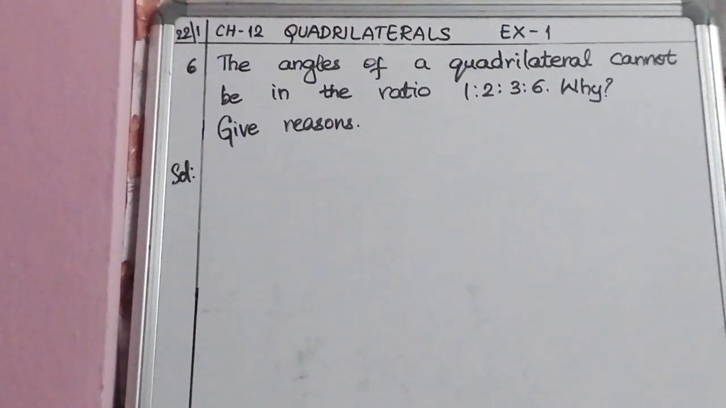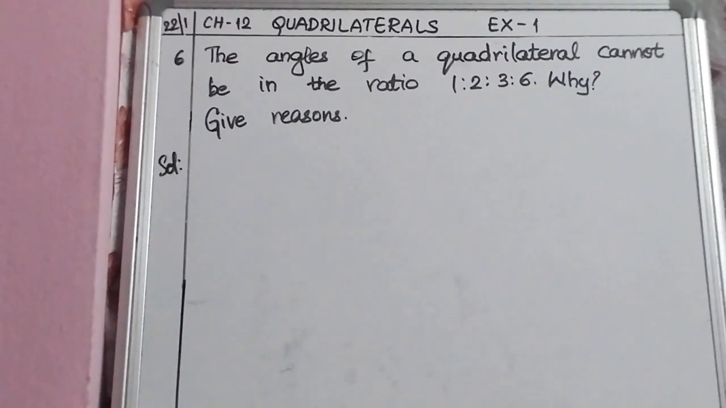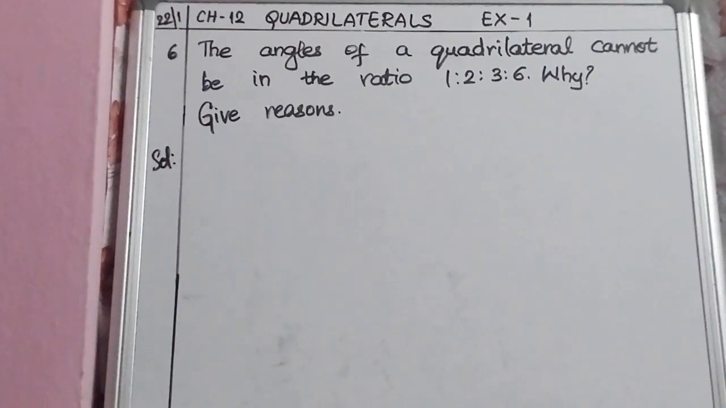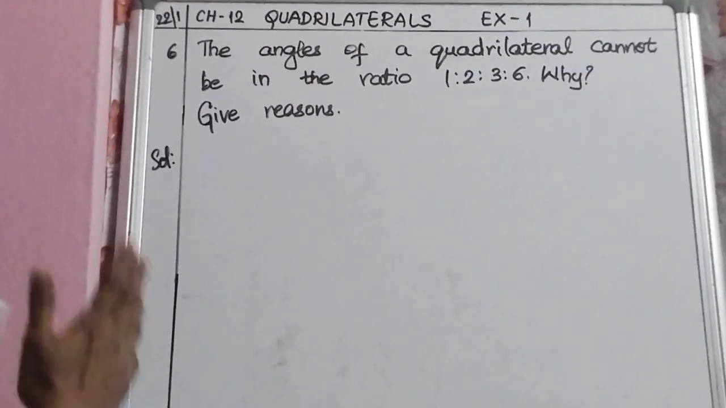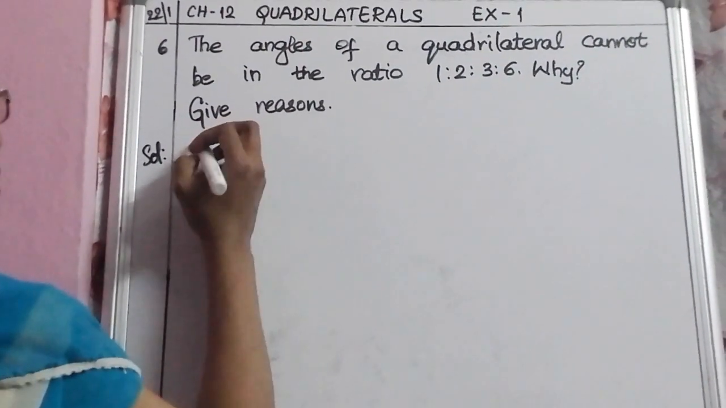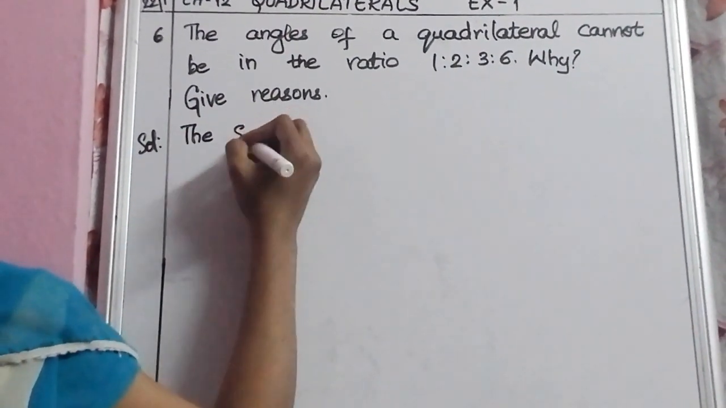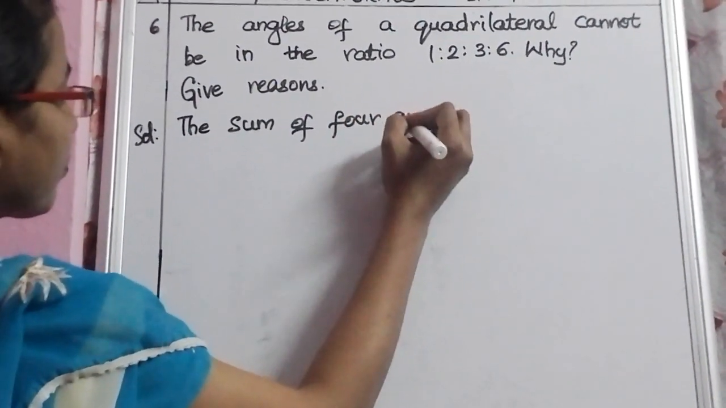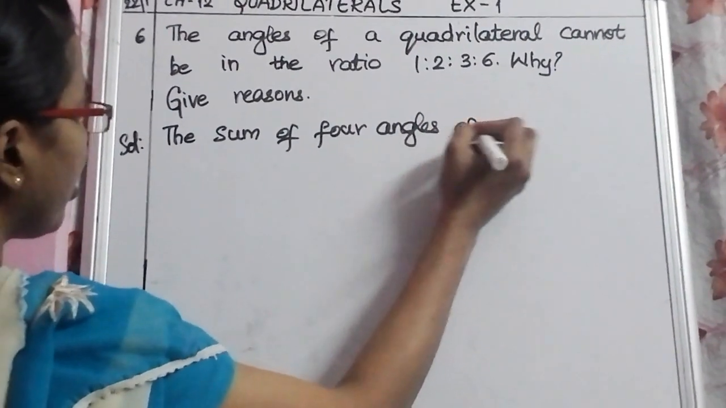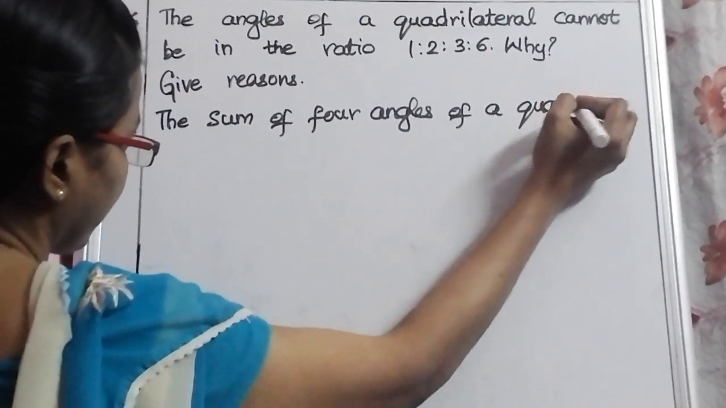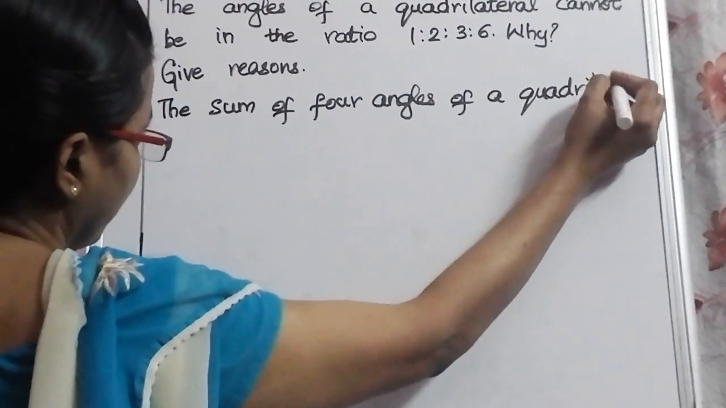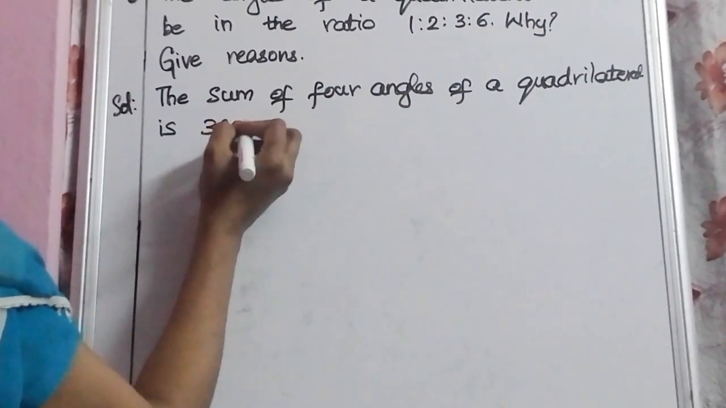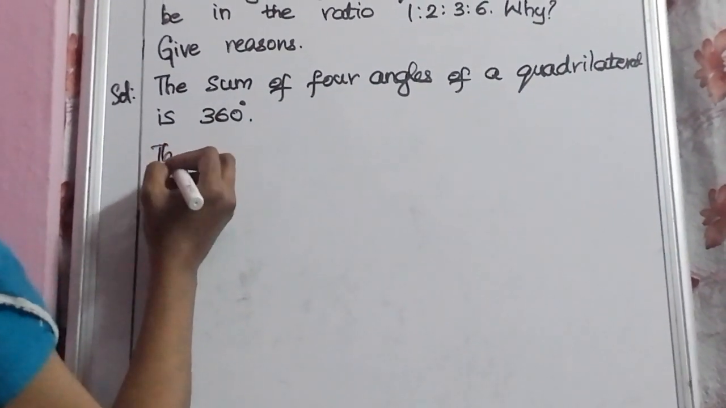Let us do the sixth problem. The angles of a quadrilateral cannot be in the ratio 1:2:3:6. Why? Give reasons. To find this out, let us solve it the same way we solved the previous problems. We know that the sum of the four angles of a quadrilateral is 360 degrees.